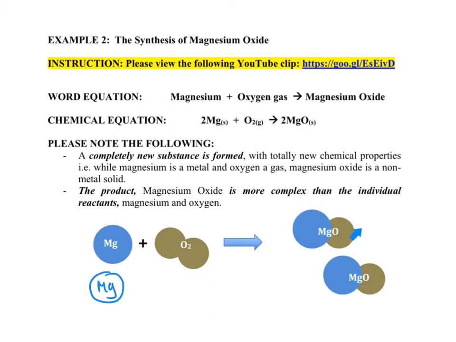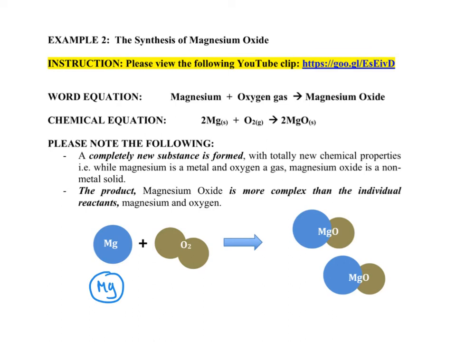So notice that these molecules are more complex than the original reactants. Yes, there were molecules here. This was oxygen, but it was 2 oxygen atoms. Whereas here, it's a magnesium and an oxygen. So this is more complex. This molecule is more complex than this molecule. So this is a synthesis reaction. The structure of the product molecules is more complex than the structure of the original reactants. Therefore, this is a synthesis reaction.